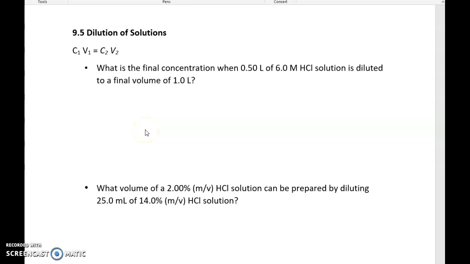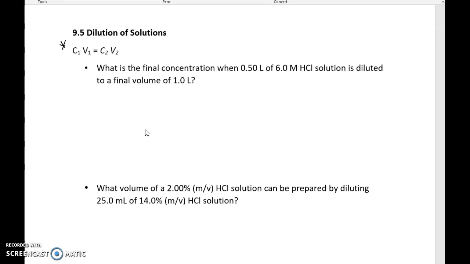So it's very common in lab to make up a stock solution that's concentrated, that is then diluted to use in experiments. So calculating the dilution of solutions is important in chemistry lab. What we find is this is the equation: the concentration initially times the volume initially will be equal to the final concentration times the final volume. So let's look at some of these problems.